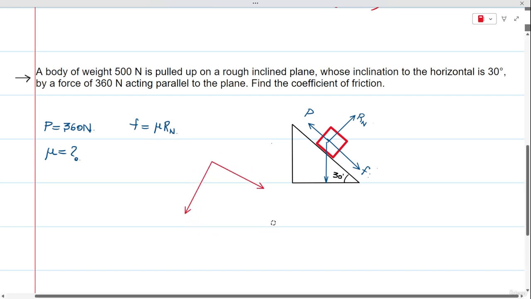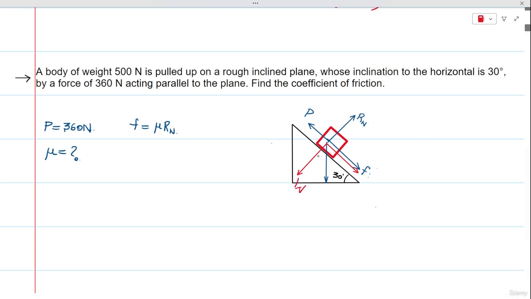The weight of the block can be resolved along the inclined plane and normal to the inclined plane. So let me just realign the forces. So this would be the weight of the block, which is resolved along the inclined plane and normal to the inclined plane. Now the component normal to the inclined plane is going to make an angle of 30 degrees with the vertical.